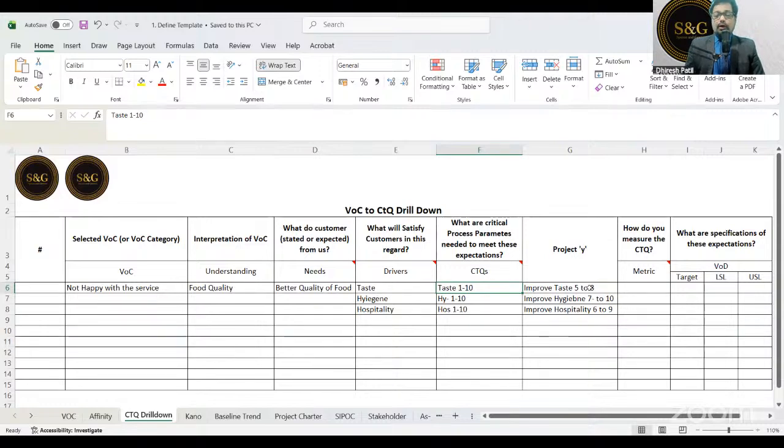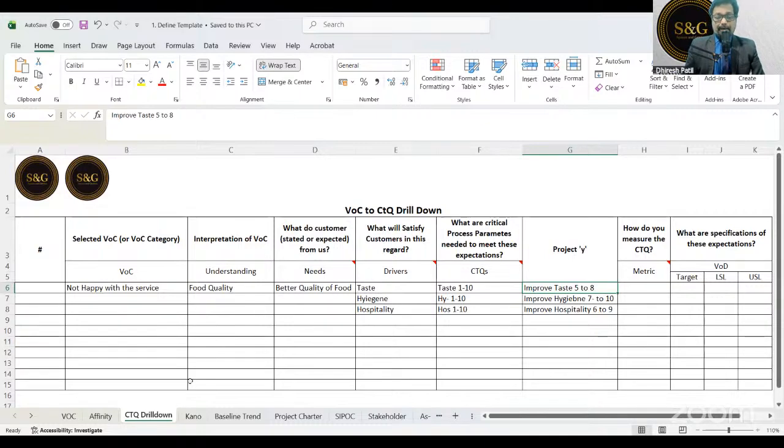Okay. So when they collect the data like that, then they identify their project, which is: taste current average is 5, so we have to improve it to 8. Hygiene is 7, we have to improve it to 10. Hospitality is 6, we have to improve it to 9. And so on and so forth. Clear? So this is how basically we collect the voice of customer. From voice of customer, we group them together, and then we do this CTQ drill down process.